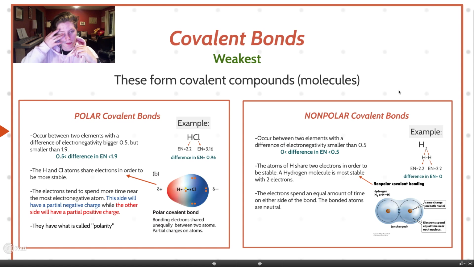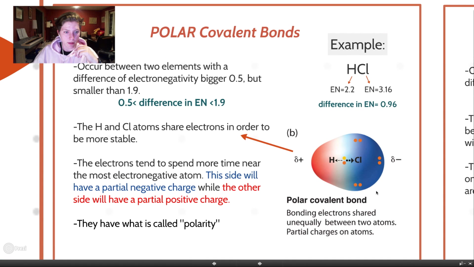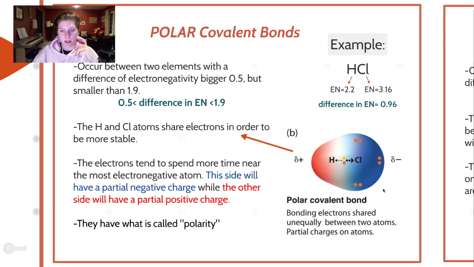Now you've got covalent bonds. There's two types of covalent bonds which involve sharing of electrons, and they form covalent compounds or molecules. So the first type is polar covalent bonds. To predict if this is going to happen, you find the difference of electronegativity, so just subtraction. And if it's between 0.5 and 1.9, it's going to be polar. So the example that we have here is HCl, hydrogen and chlorine. And the difference in electronegativity when calculated is 0.96, which is indeed between 0.5 and 2.